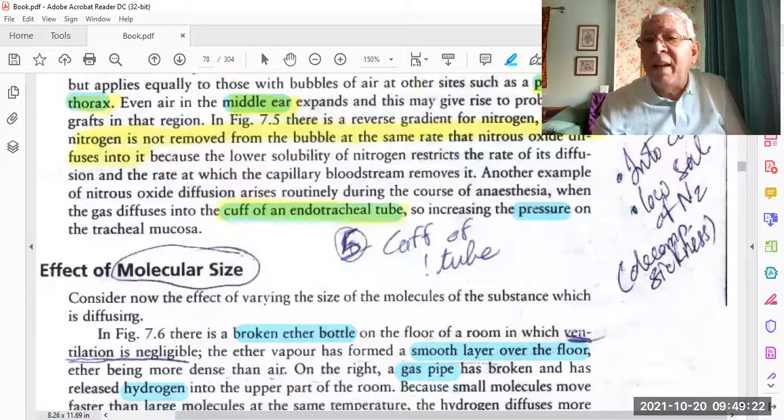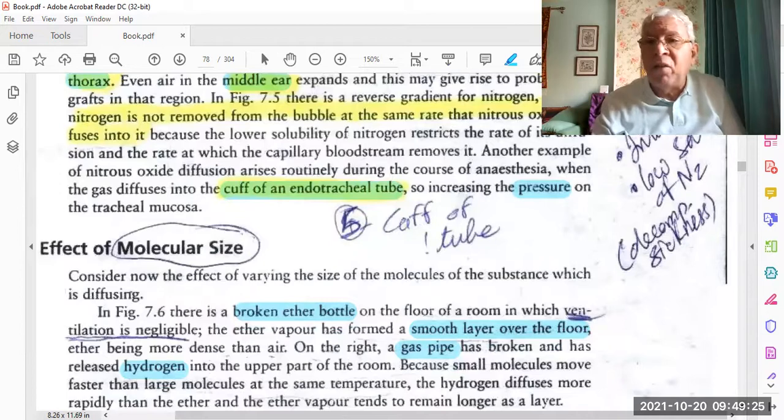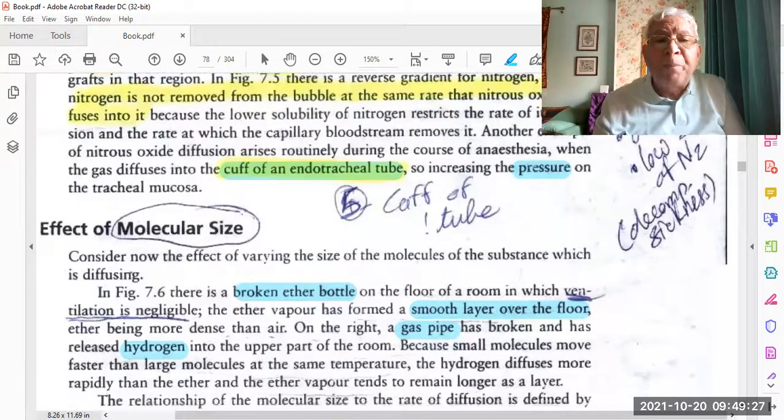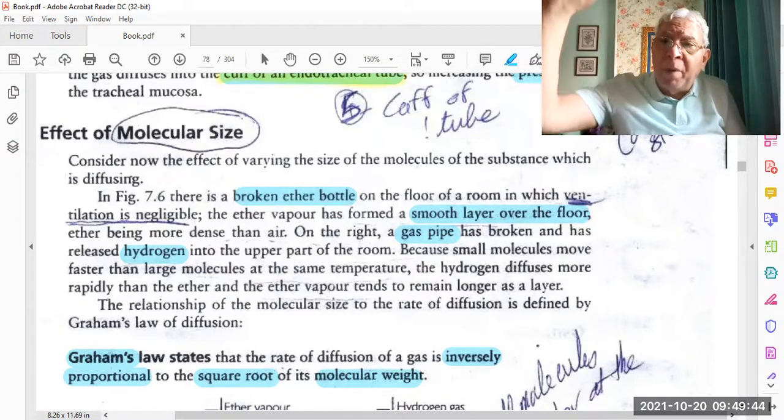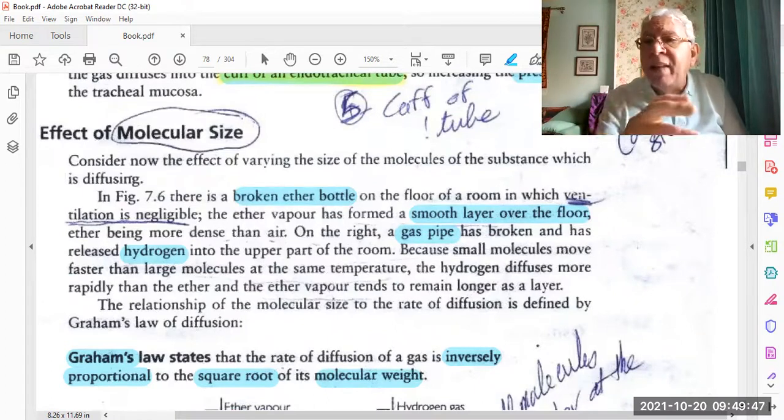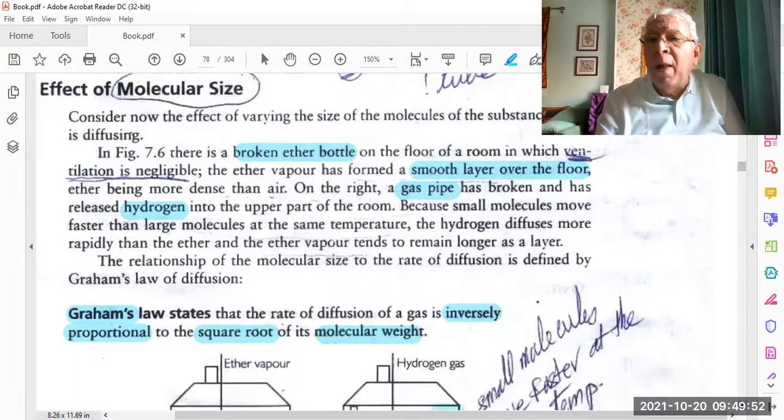Now, the second item in the factors affecting diffusion is the molecular weight. We have an example. If we have a broken pipe releasing hydrogen gas, and we have a broken bottle of ether, of course hydrogen is lighter than ether, so it ascends upwards easily. On the other hand, the molecules of ether are spread over the floor, creating what we call a blue flame downwards. You see, this is based on the molecular size.